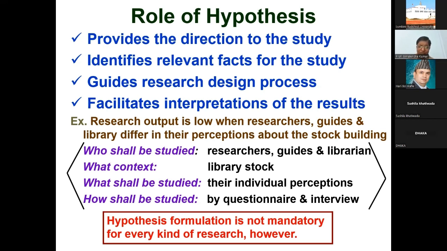As an example, research output is low when researchers, guides, and librarians differ in their perceptions about stock building. Now, who shall be studied? Researchers, guides, and librarians. What context? Library stock. What shall be studied? Their individual perceptions. How shall it be studied? By questionnaire and interview.